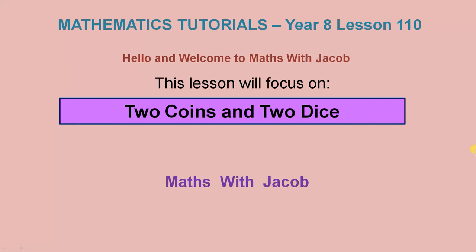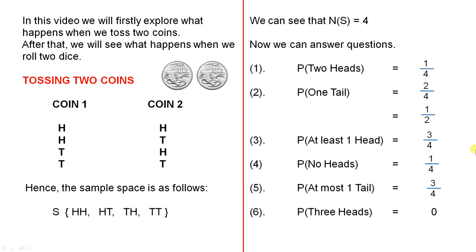This lesson will focus on 2 coins and 2 dice. In this video we will firstly explore what happens when we toss 2 coins. After that we will see what happens when we roll 2 dice. So here are our 2 coins and we toss them together. Let's have the 2 headings coin 1 and coin 2.